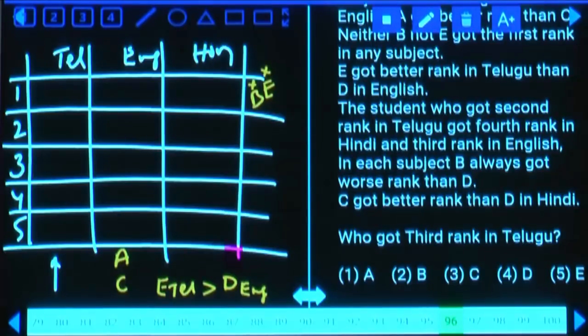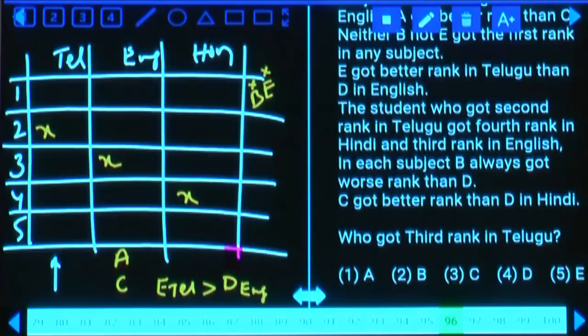And next one, the student who got second rank in Telugu. Now we are talking about this person X. The same person got 4th rank in Hindi and the 3rd rank in English. Whoever comes at the second place in Telugu, whether it is A, B, C, D or E, the same person must be repeated in 3rd rank in English and 4th rank in Hindi.